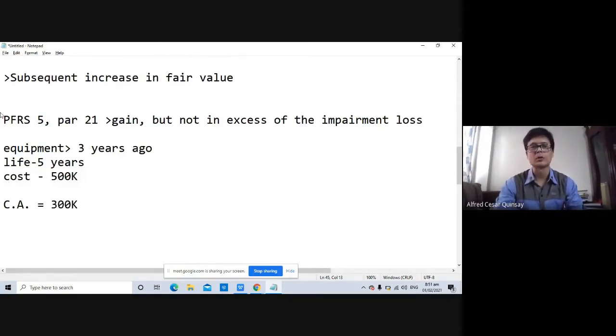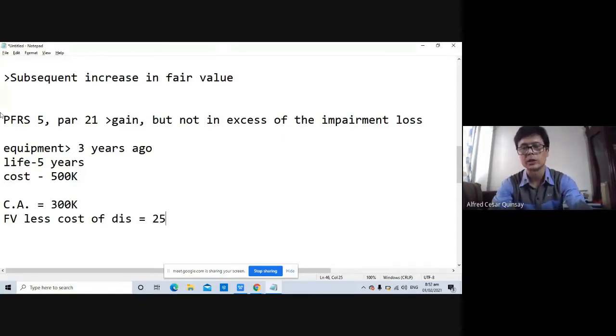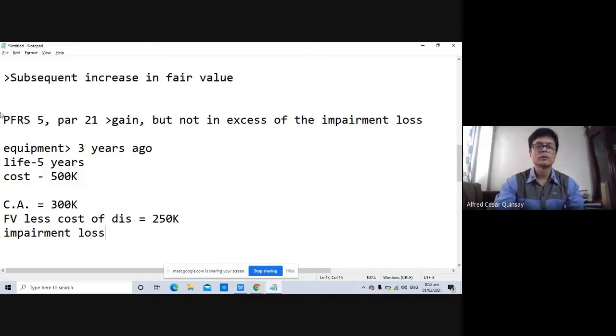Let's say, for example, the fair value less cost of disposal of that equipment is, let's assume, 250,000. Okay? So obviously there is an impairment loss, because the fair value less cost of disposal is lower than the carrying amount.